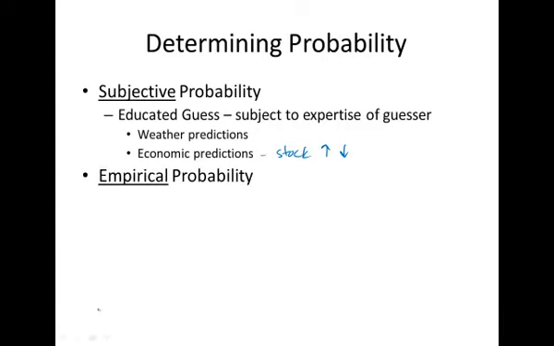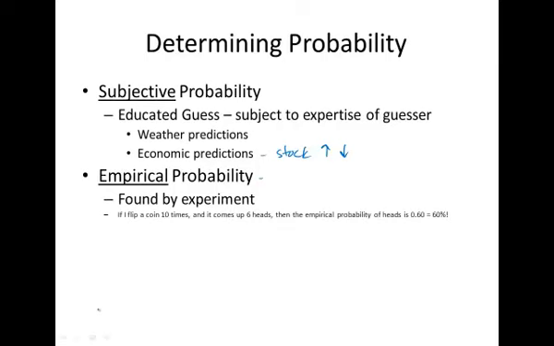Okay, so next is the empirical probability. Empirical probability is used most often in healthcare and drug testing, things like that. So empirical probability means you're finding it by doing an experiment. This is something that scientists do. This is something that drug companies do, and so on. Psychologists.